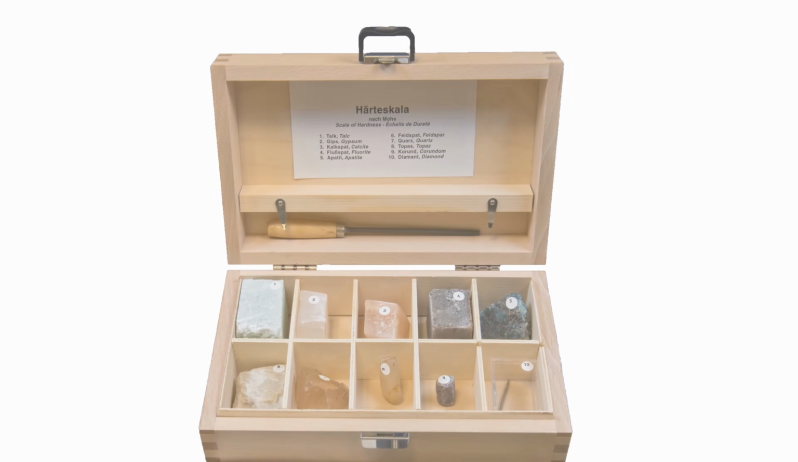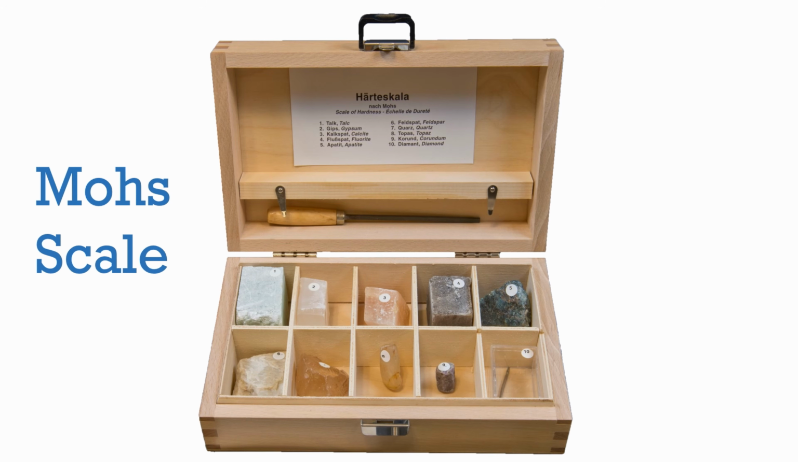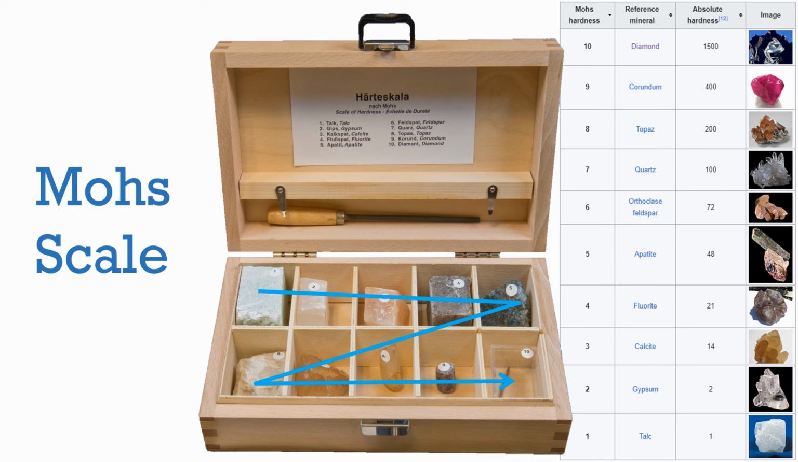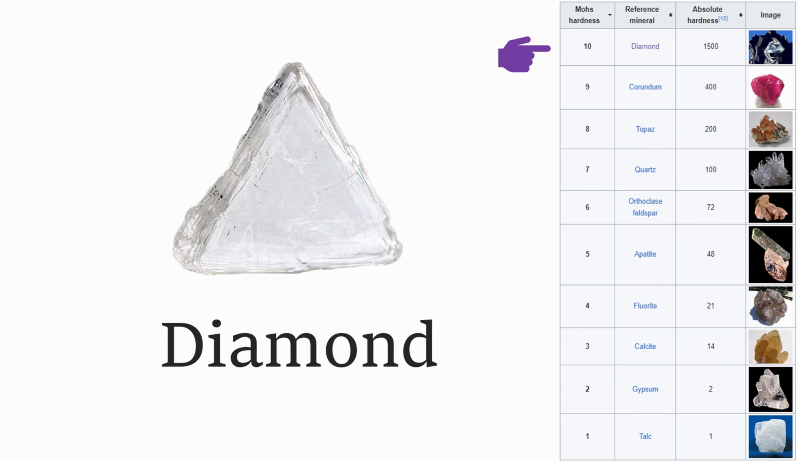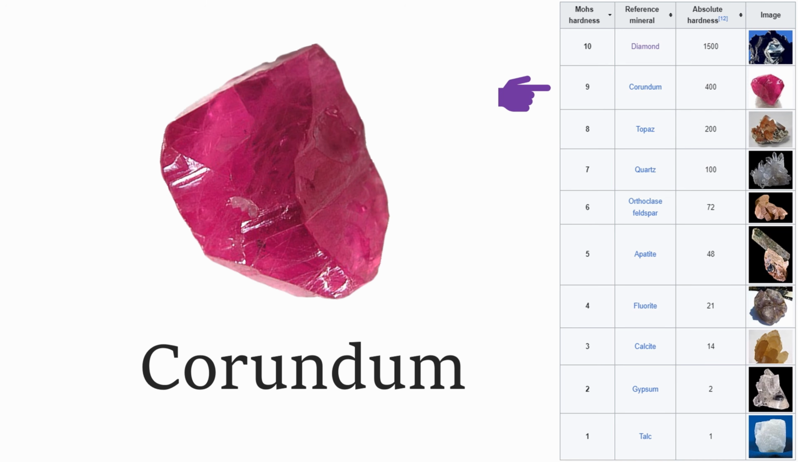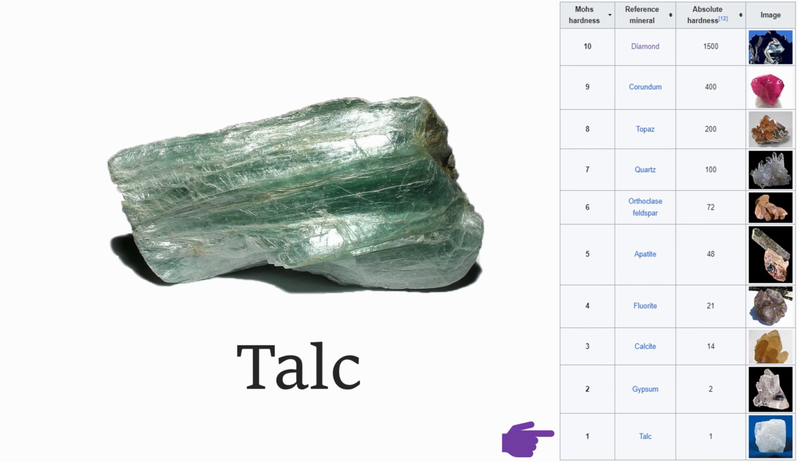And to measure the scratch hardness, the Mohs scale is used. The Mohs scale is a collection box of different minerals, ranked on a scale of hardness from 1 to 10. For example, diamond has the highest hardness, which is 10, and then corundum has 9, and so on up to talc, which has hardness 1.